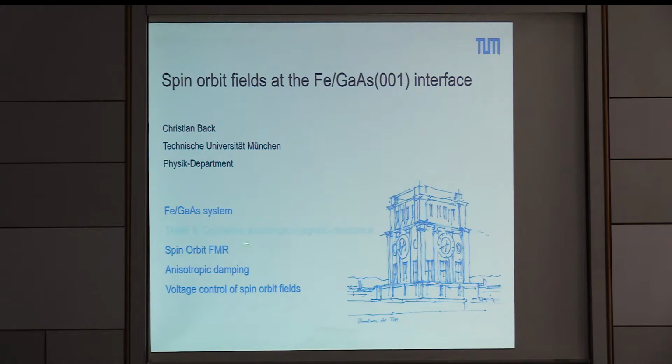So this is only light blue because I will skip over this very briefly and then show you some results that we obtain using spin-orbit ferromagnetic resonance. I will show you how we can detect anisotropic Gilbert-type damping in these systems. And then finally, we can also control the spin-orbit fields by voltage.